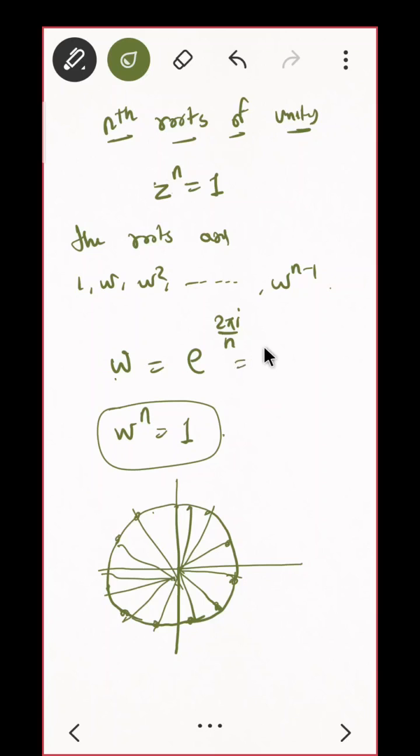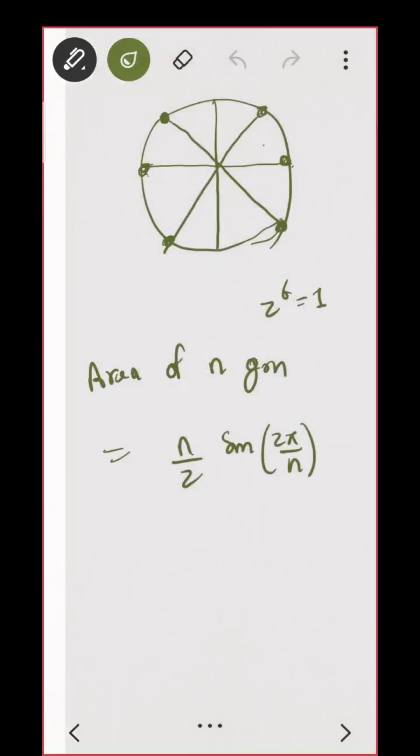If you write it as cos 2 pi by n plus i sin 2 pi by n, so now you are having a formula. So for any n-gon you can get the answer. Correct? See, if you put n equal to 3, that means the formula of an equilateral triangle should come out. Let us see. So if you put n equal to 3, it will be 3 by 2 sine 2 pi by 3.